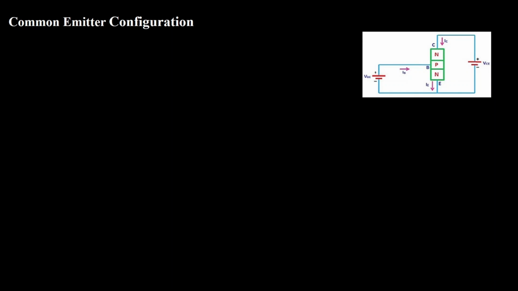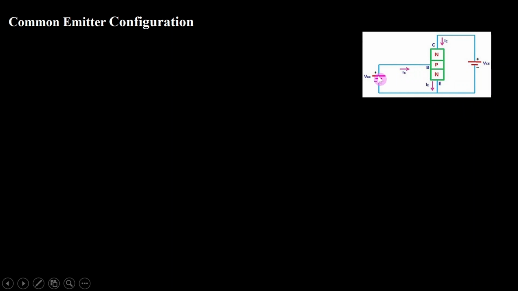In the common emitter configuration, we will take the emitter as common between these two voltages. In this case, we will have the emitter as a constant. In the previous case, we had the base voltage as a constant. In this case, the emitter is constant between these two voltages, and therefore between these two terminals.